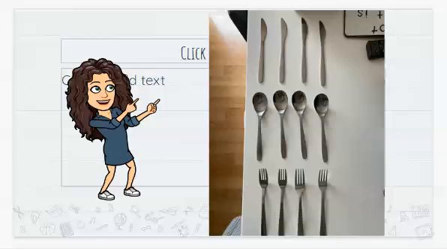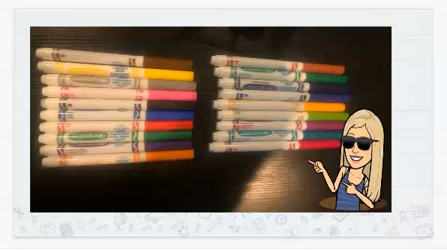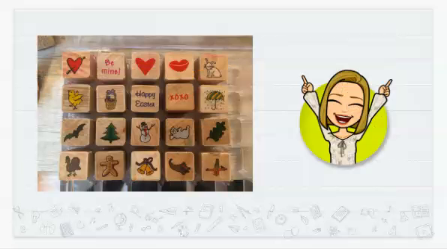Miss Garber found some markers at her house that she arranged in a way to count them. So see if you can count how many markers Miss Garber found. And then Miss Patton found some stamps at her house, and she arranged them in a way that made them easier to count. So take a look at Miss Patton's and see if you can count those.